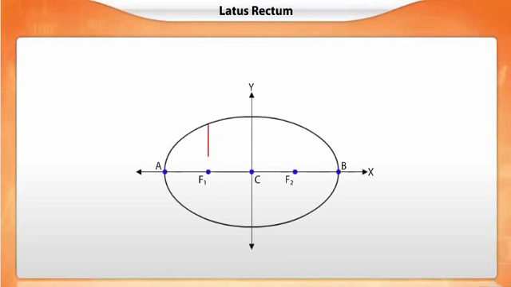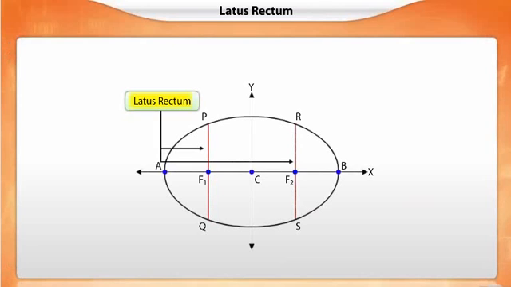Now let's look at a new term associated with an ellipse called the latus rectum. Latus rectum of an ellipse is a line segment perpendicular to the major axis through any of the foci and whose endpoints lie on the ellipse. Now, we will derive the length of the latus rectum. Let the length of RF2 be l units.